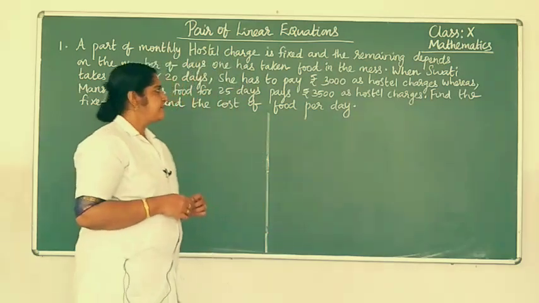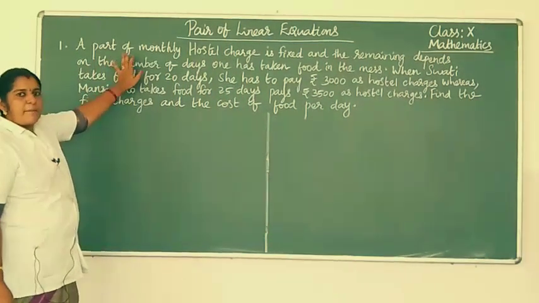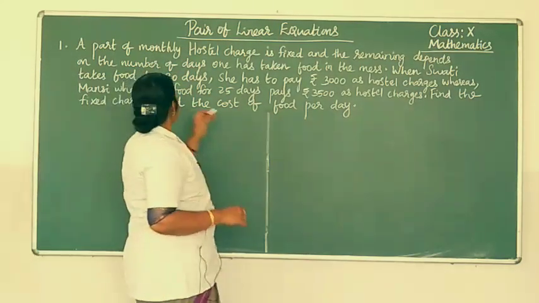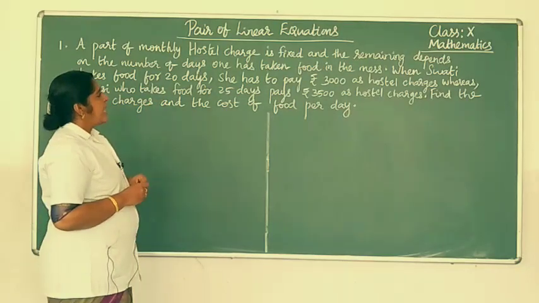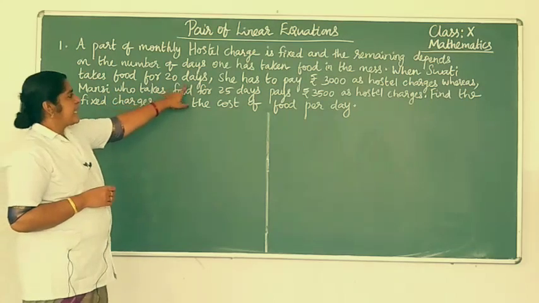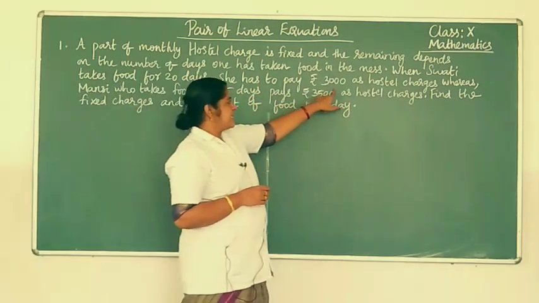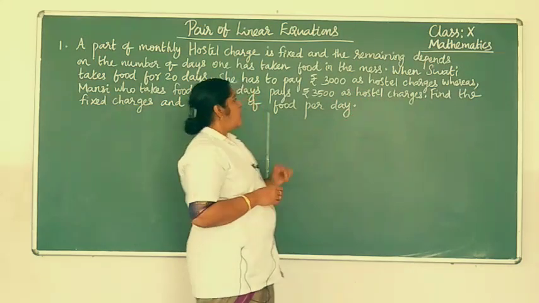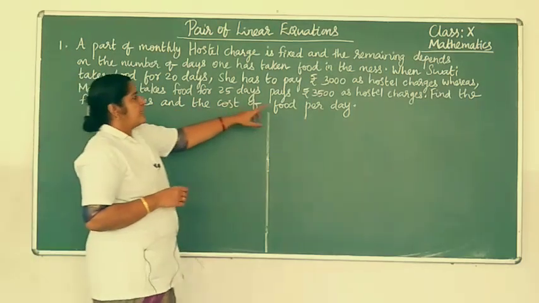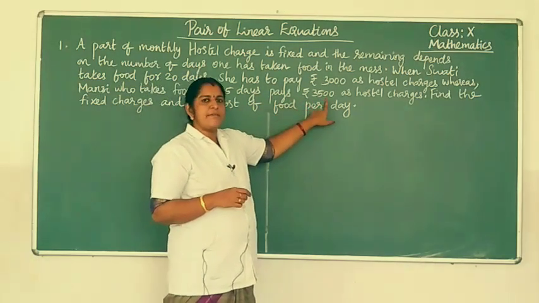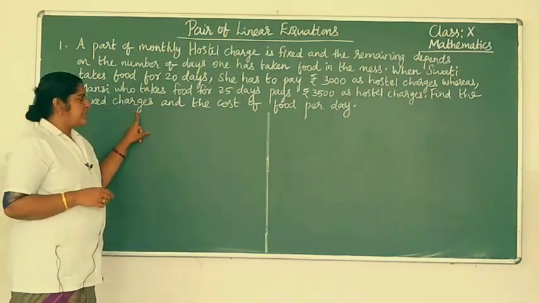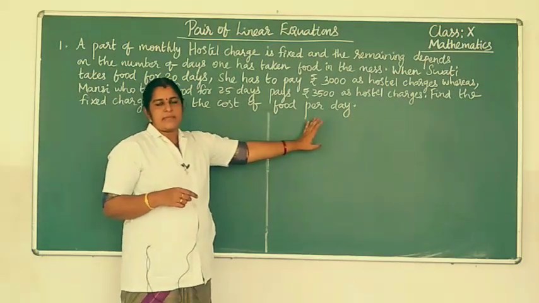See the first question. A part of monthly hostel charge is fixed and the remaining depends on the number of days one has taken food in the mess. When Swati takes food for 20 days, she has to pay rupees 3000 as hostel charges, whereas Mansi, who takes food for 25 days, has to pay rupees 3500 as hostel charges. Find the fixed charges and the cost of food per day.